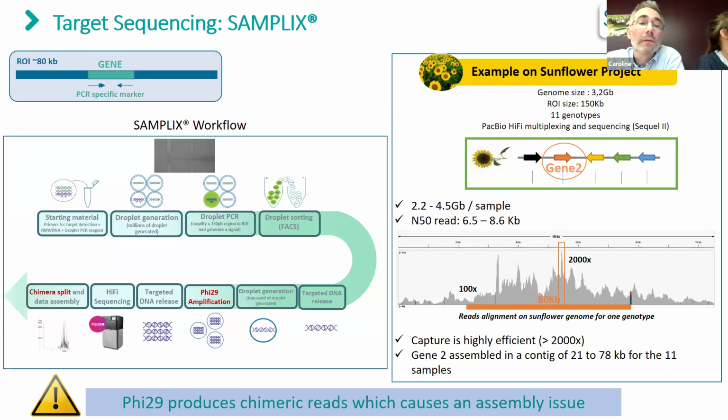But the problem is, during this process, you do a Phi29 amplification, and this amplification creates chimeric reads that cause different issues during the assembly. At the end, instead of having 8 kb reads, you have smaller reads, and for the assembly of plants, it's not so good.